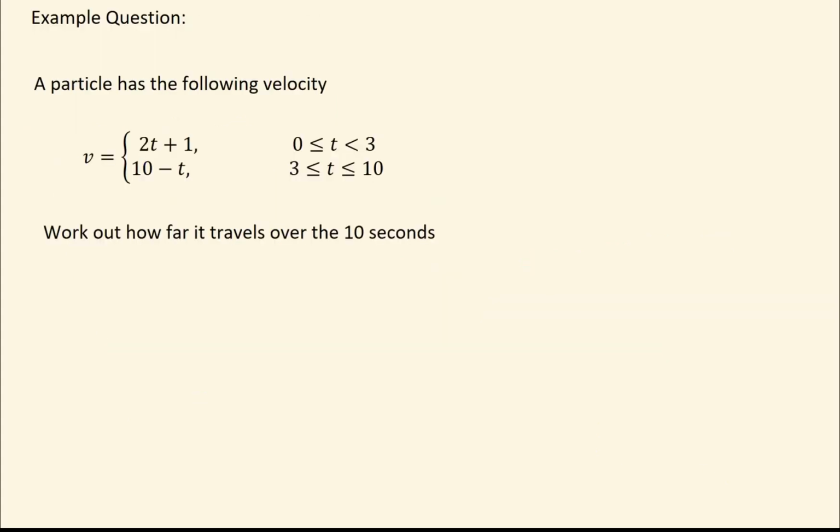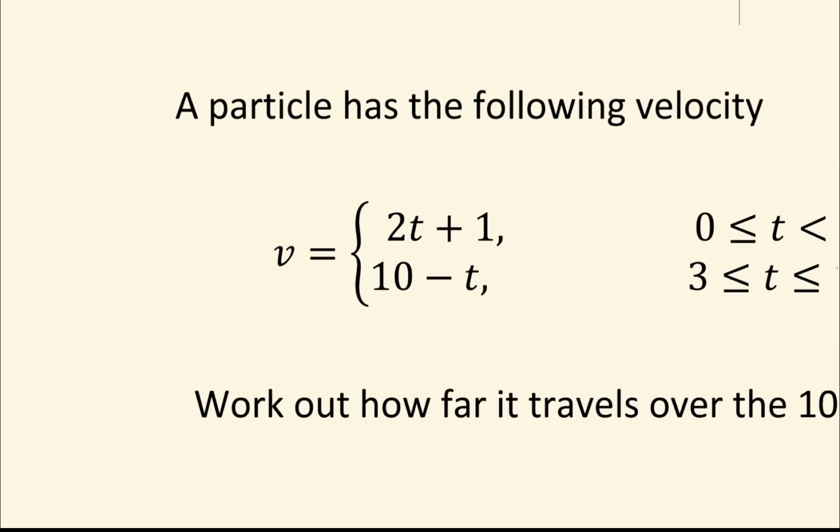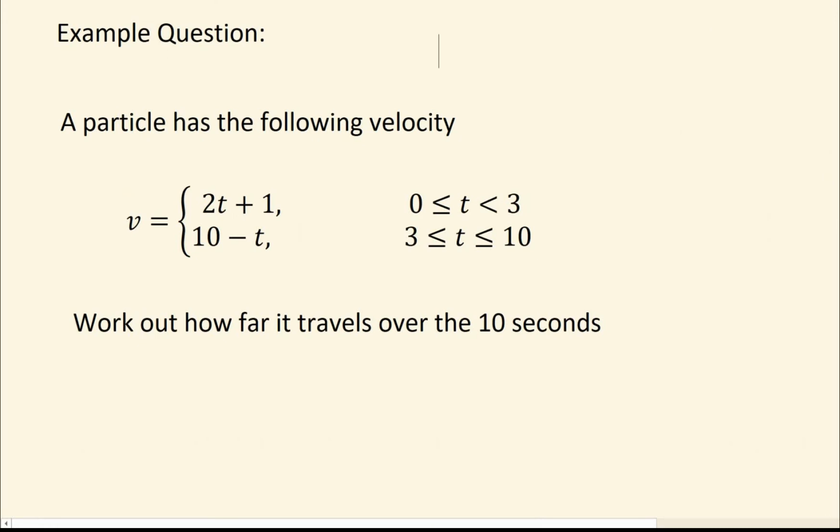Okay, we've got one more type of example question that's worth looking at, and that's really this kind of layout. So a particle at this velocity, work out how far it travels over 10 seconds. What's unique about this is we have two separate velocities for different ranges of time. Typically for all of these, they're always going to overlap nicely. So if you plug t equals 3 into both of these, you get a velocity of 7. So they shouldn't suddenly jump velocity really quickly. That's kind of physically unrealistic.